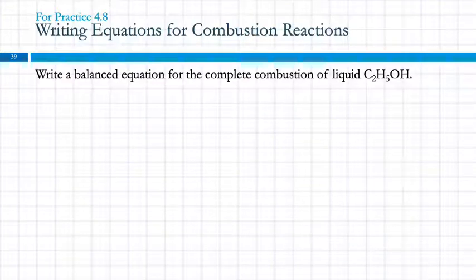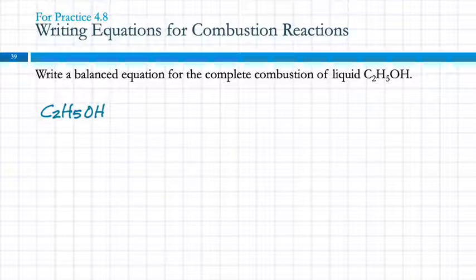So let's write a balanced equation for the complete combustion of liquid C2H5OH. It's ethanol. So this is the sort of thing that you could be expected to do on the next exam. Okay, so we give you the formula for that reactant, C2H5OH, and we tell you it's a liquid. And that's it.